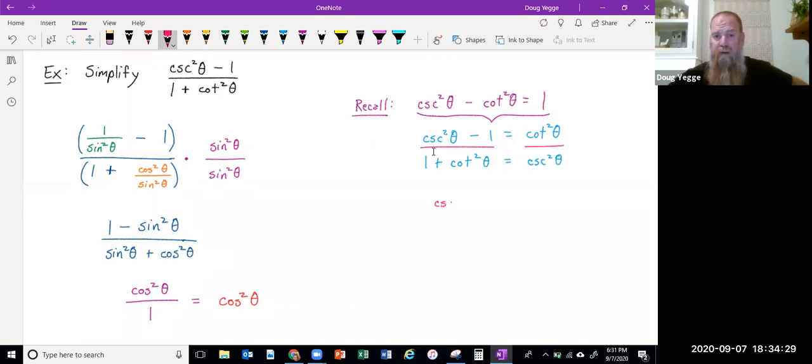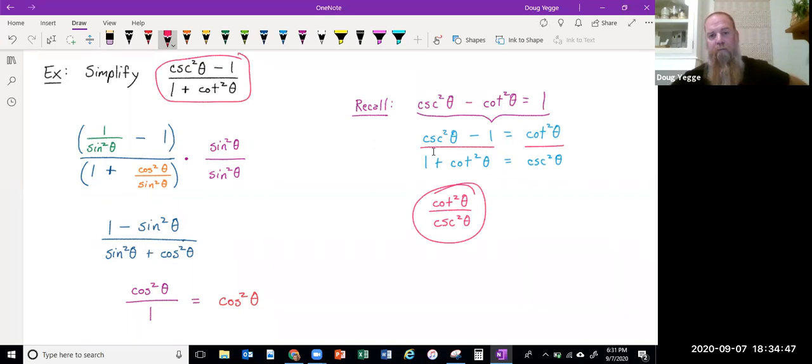So you can rewrite that as cotangent squared theta over cosecant squared theta. So this right here already looks easier than what we started with. But I'm going to guess that we could still make it easier. So this might be where I start applying some identities to change into sines and cosines.